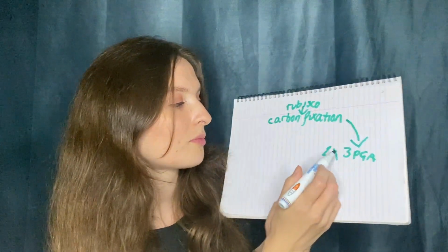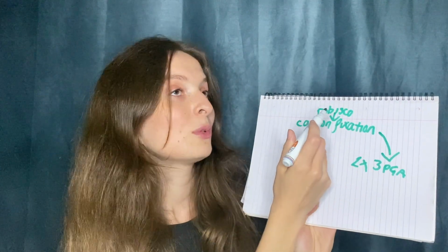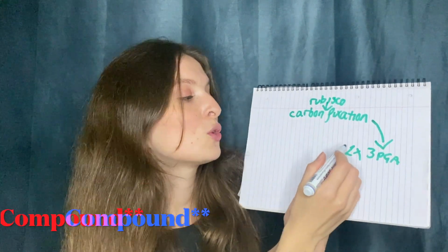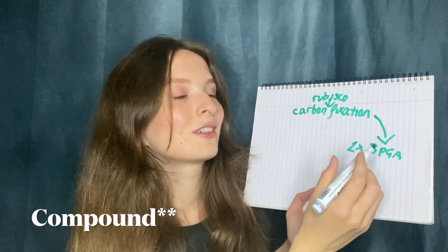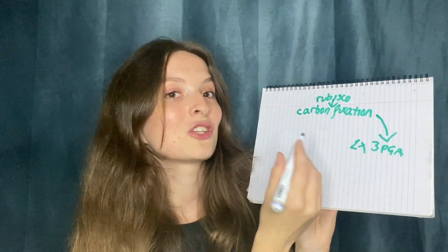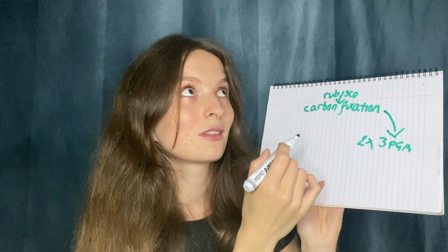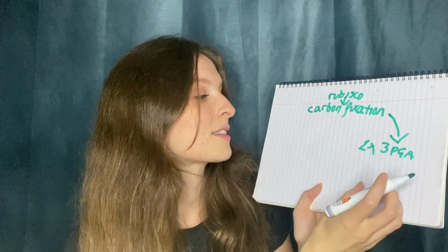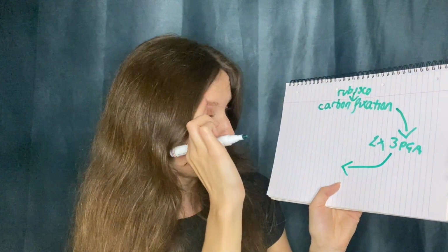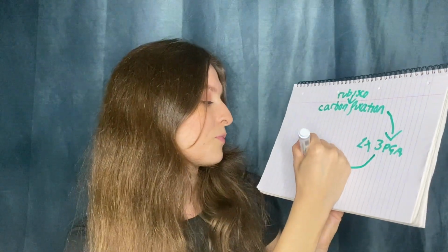So carbon dioxide plus ribulose 1,5-bisphosphate, a 5-carbon compound, turns into a temporary 6-carbon compound, which then splits into 2 3-carbon simple sugar type carbohydrates. And the next step is reduction.